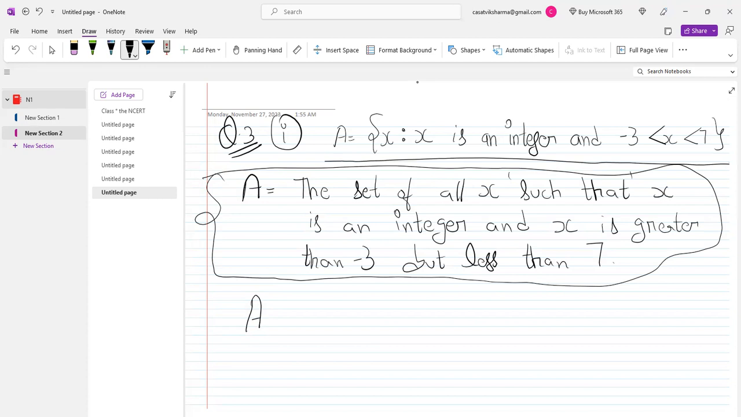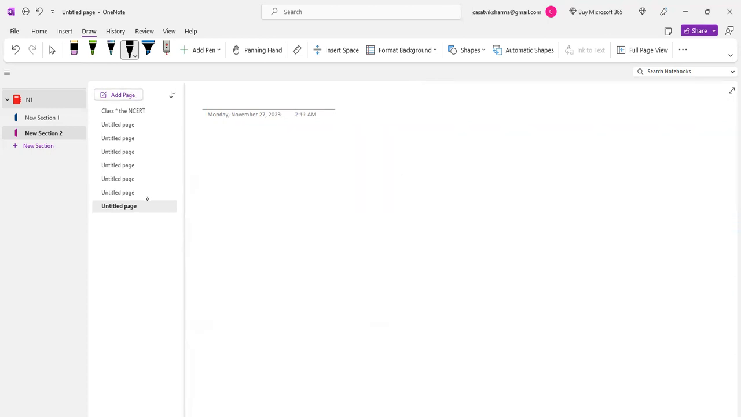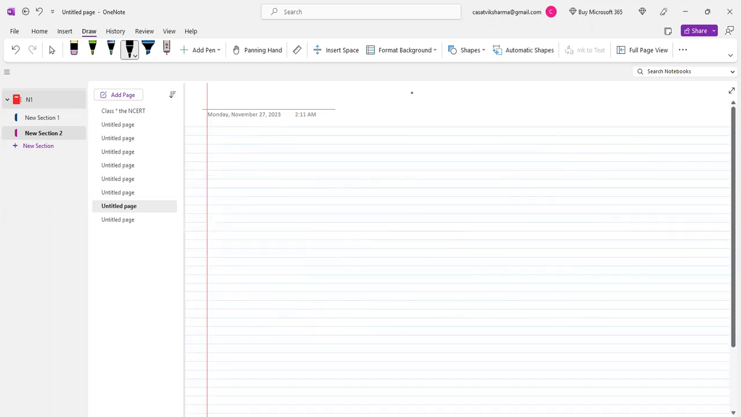Okay. Now what will be the roster form of this? Integers greater than -3 but less than 7. Can we write it? Yes. -2 is greater than -3, -1 greater than -3, 0 greater than -3. 0 is an integer, neither positive nor negative, we know it. Then 1, 2, 3, 4, 5, 6. This is less than 7. If there was a sign like less than or equal to, then we could write 7, but it is only less than, so we should not write 7. This is the roster form of question 3 first part. Question 3 first part done.